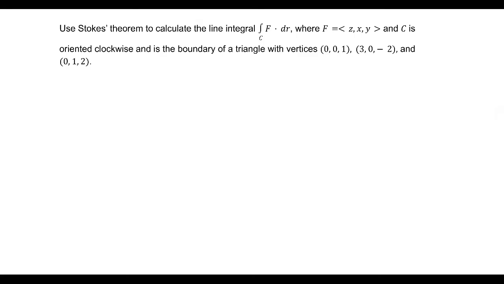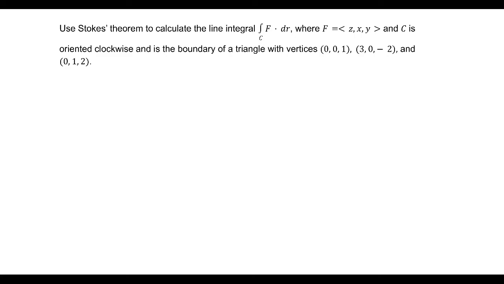Use Stokes' theorem to calculate the line integral over the curve C of f dotted with dr, where f is equal to ⟨z, x, y⟩, and C is oriented clockwise and is the boundary of a triangle with vertices the point (0, 0, 1), the point (3, 0, -2), and the point (0, 1, 2).